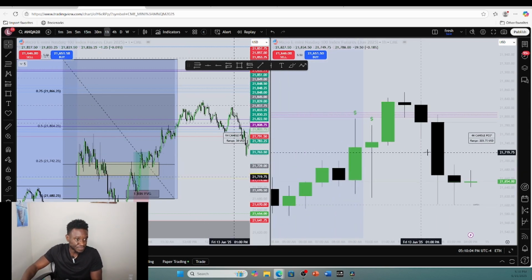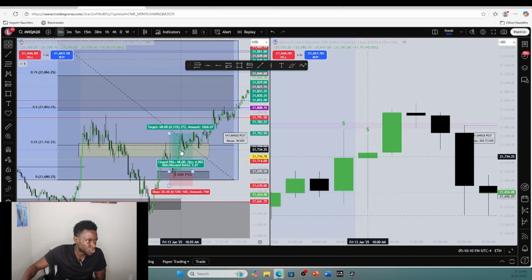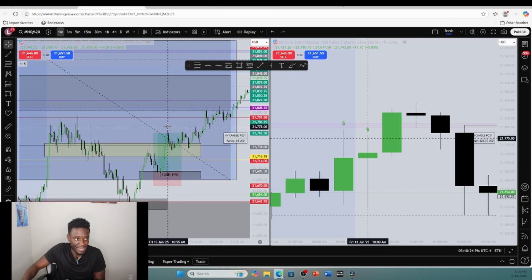But anyways, look what 11 a.m. on the hourly chart did. 11 a.m. opened, and what did 11 a.m. do? It took liquidity on the upside. It took buy side liquidity on the upside, taking the 10 a.m. high, which was this right over here.